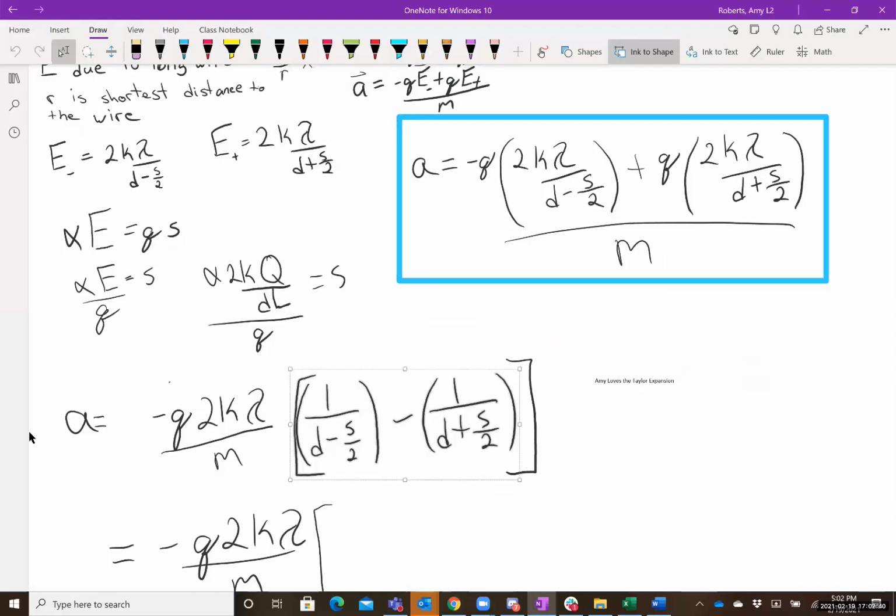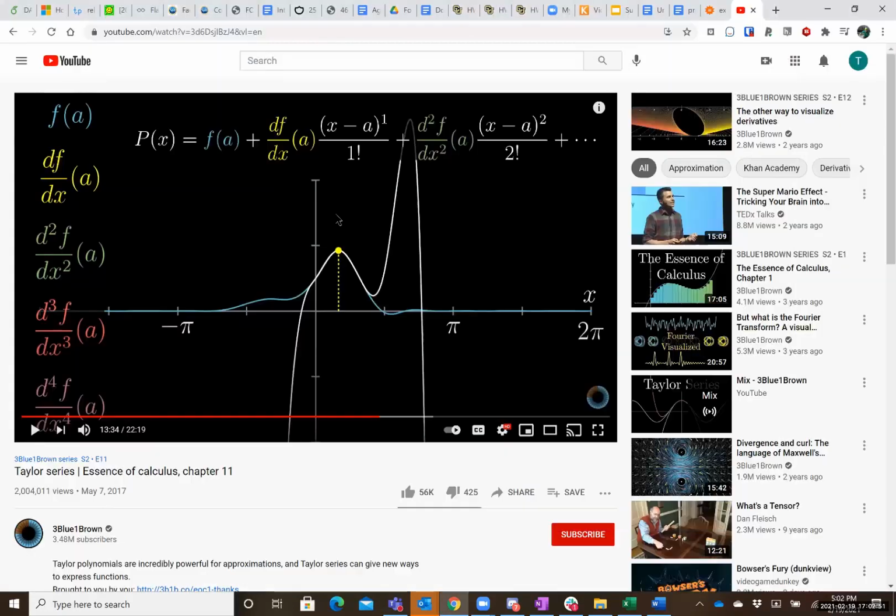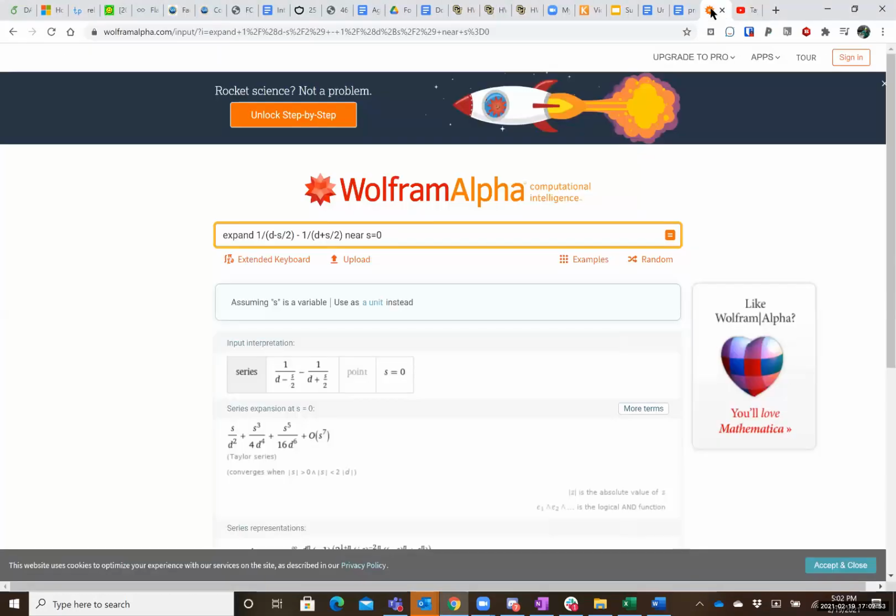But yeah, so all of that is to say that S is small, so we want this to hug our original function about S equals 0. And then let's see. So TJ, let's get you that expression. You can replace that entire expression with S over D squared. That's the claim.